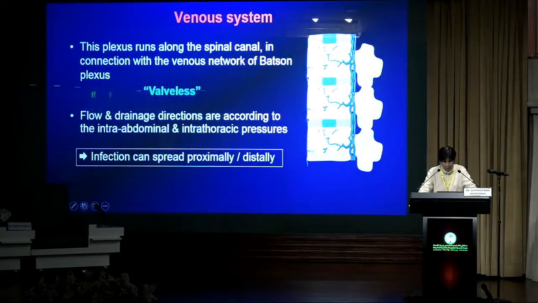This plexus runs along the spinal canal in connection with the Batson plexus inferiorly, and this is the valveless system. So the flow and drainage directions are according to intra-abdominal and intrathoracic pressures, and therefore infection can spread proximally and distally. And this is why post-operative infection can occur in non-surgical levels.